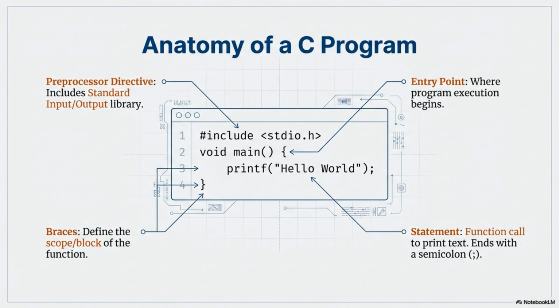The anatomy of a C program includes the preprocessor directive, such as including the standard input/output library. The entry point, void main, is where execution begins. Braces define the scope of a function, and statements like printf execute instructions, ending with a semicolon.